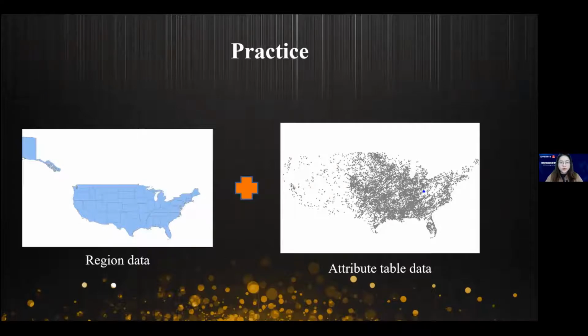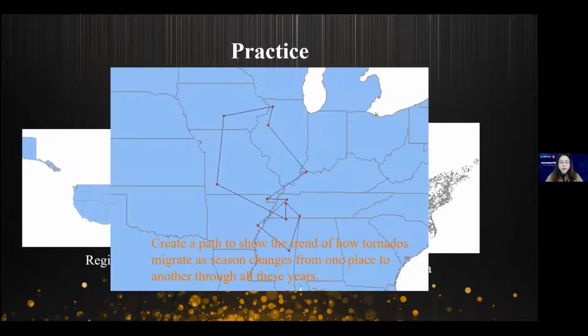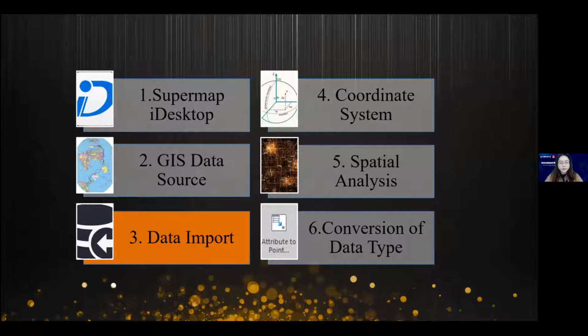So in our practice, I'm going to use region data and attribute table data to create a path to show the trend of how tornado migrates as season changes from one place to another through all these years. And we're gonna use the data that we've downloaded from our link that you can find in the chat box. If you are not prepared, you can find it in the link, and there are 4 parts of the data. We're gonna use the second and the third part. So here comes to our data import.